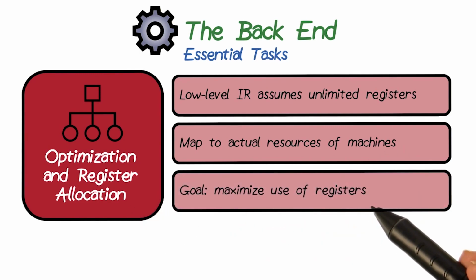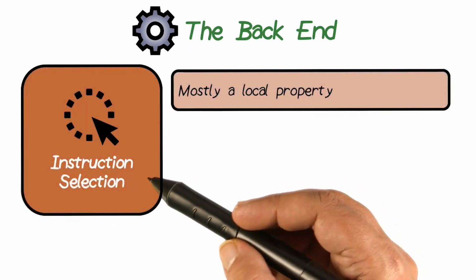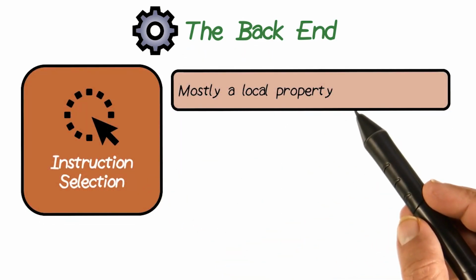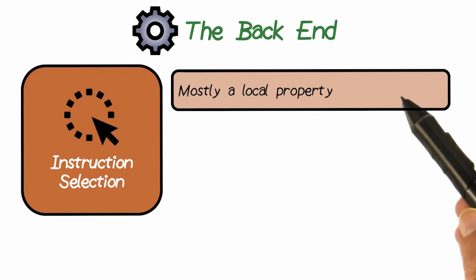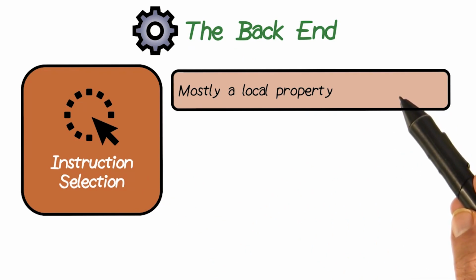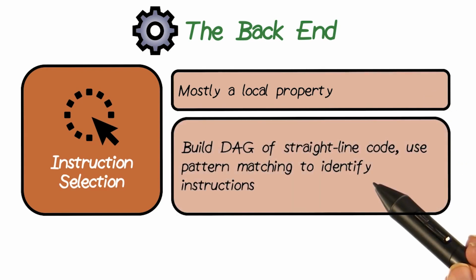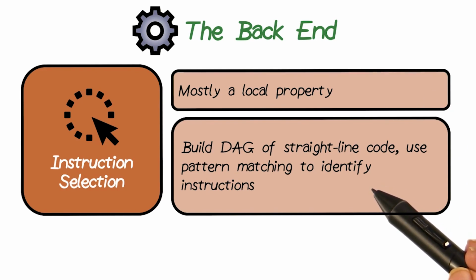And the goal here is to maximize the use of registers and reduce going to memory frequently. So again, going back to these 2 different parts of the backend, instruction selection is mostly a local property. We look at each of the IR instructions and we can generate certain code out of them. In some cases, we may have to build a DAG or a tree out of IR operations and then pick CISC instructions which can cover multiple IR operations using pattern matching.